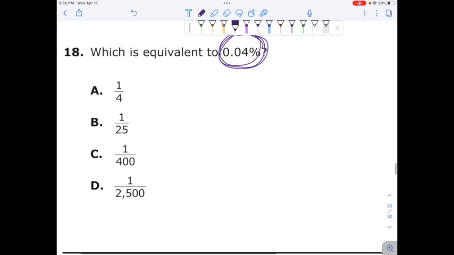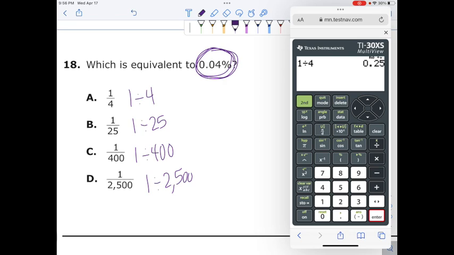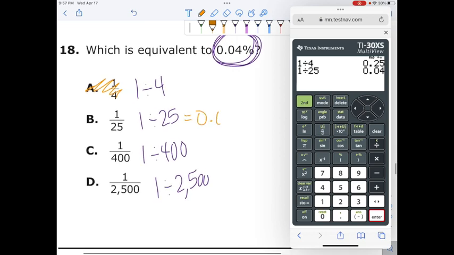What you're going to want to do is put these into your calculator as 1 divided by 4, 1 divided by 25, 1 divided by 400, and 1 divided by 2,500. So let's do that. 1 divided by 4 is 0.25. So that can't be right because we're looking for 0.04. So not A. 1 divided by 25. Oh, maybe that one equals 0.04. Probably that one. Let's keep going anyway.